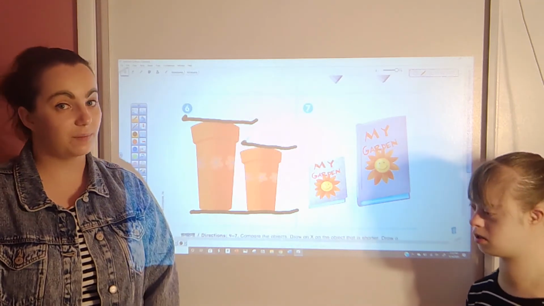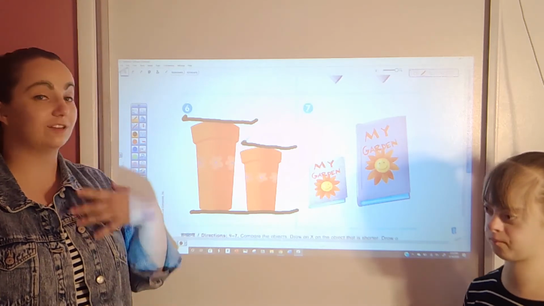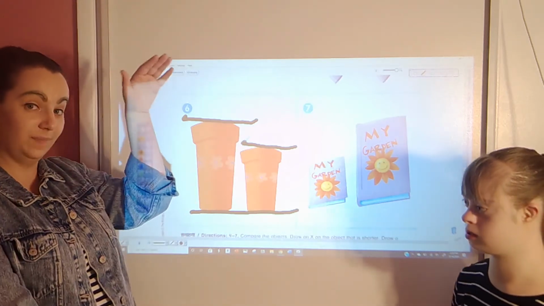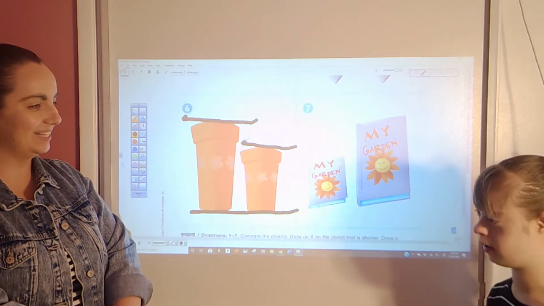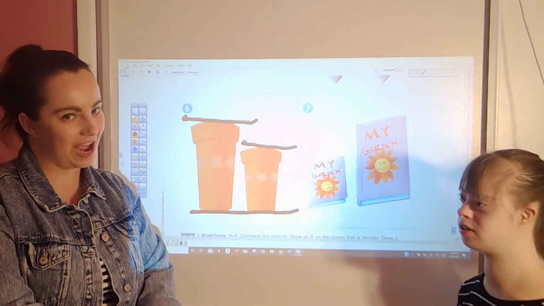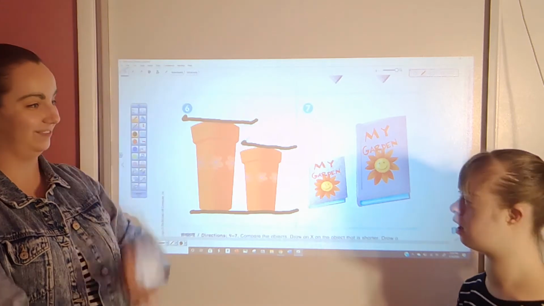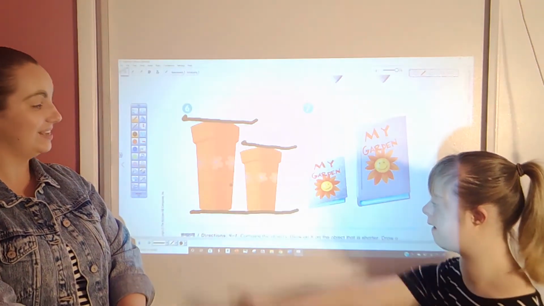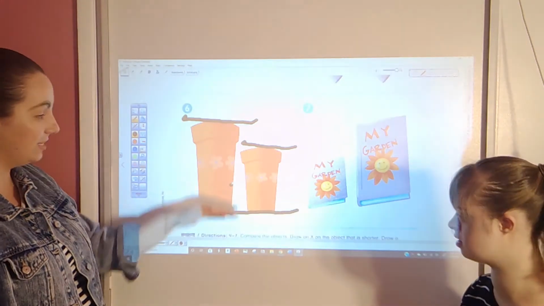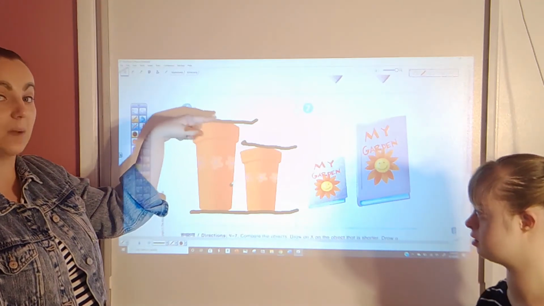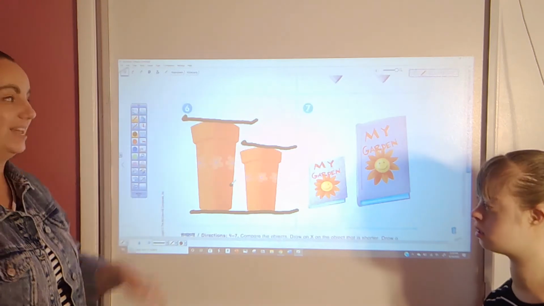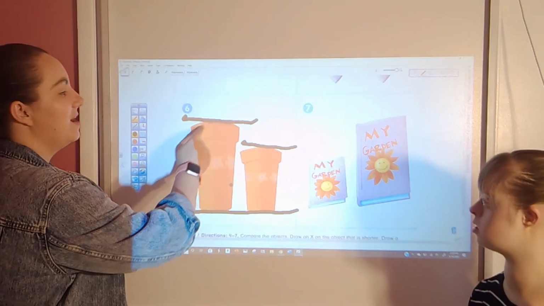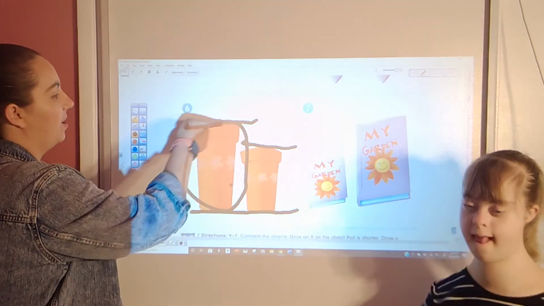Since the flowering pots are different heights, we need to find which one is taller and which one is shorter. Do you want to help me out, Kaylee? Okay, which flowering pot is taller? More height. Yes, that flowering pot is taller. The line is up higher. There's more distance from bottom to top. It's taller. So I'm going to go ahead and circle the flowering pot.